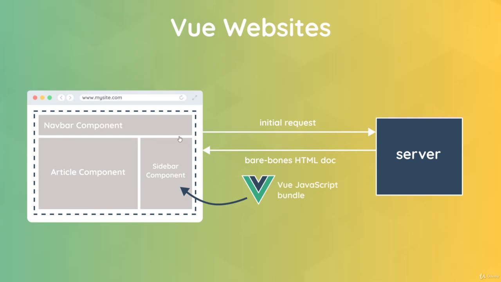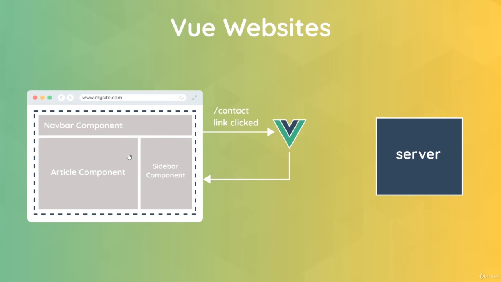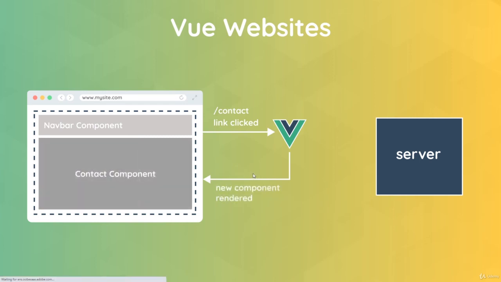So if I was to click on a link in this page to /contact, for example, Vue would intercept that request that we make right here, so it doesn't go to the server, and instead Vue handles this in the browser instead. And then what it would do is render a contact component to the browser. Now, it does this really quickly, so it means the website feels much faster and smoother when you're navigating from one page to the next.